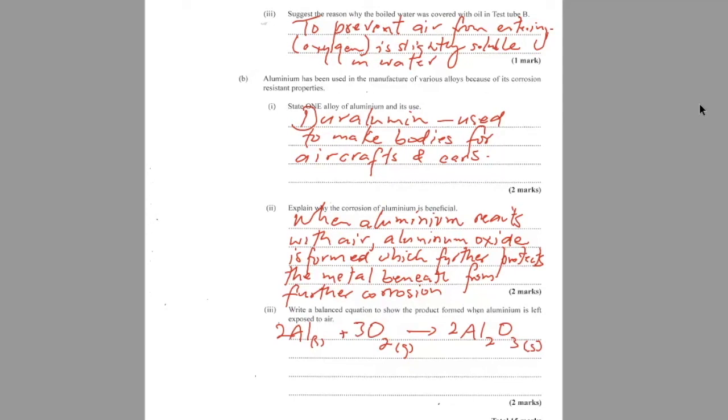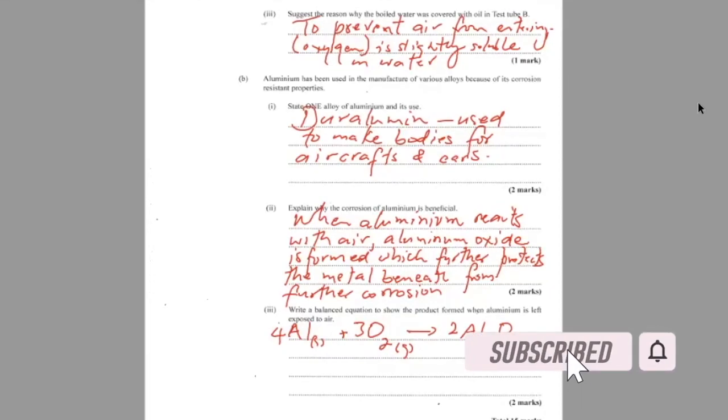But when we do that, we'll have to turn this aluminum over here into 4. Oops. So this will now be 4Al solid plus 3O2 to give 2Al2O3. And just like that, you would have gotten 15 more marks.